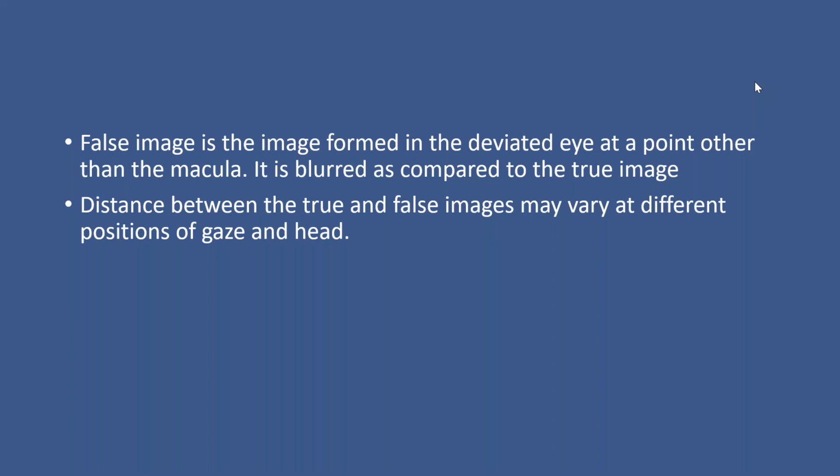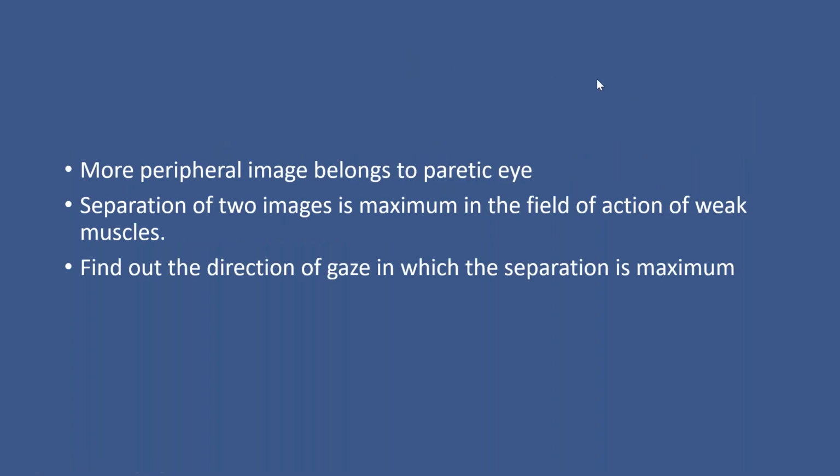Now the distance between the true and the false image may vary at different positions of the head and the gaze. But we are fixing the head, so we're going to check for the deviation only with the changes in gaze. What we have to look for is the maximum separation. The image that is more peripheral and blurred actually belongs to the paretic eye. So by looking at the more peripheral image, you will know which eye is paretic.